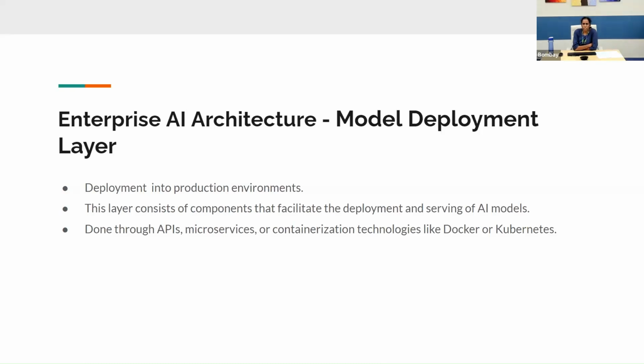Once the model is trained and developed, it can be deployed into production environments. In this layer, the components facilitate the deployment, and the deployment is done through APIs, microservices, or Docker or Kubernetes.